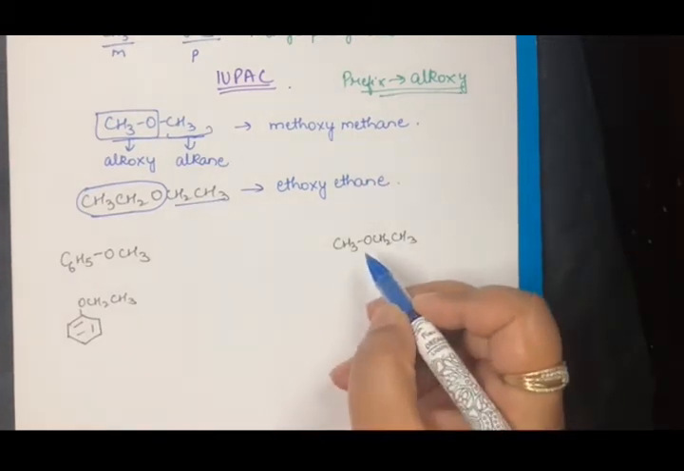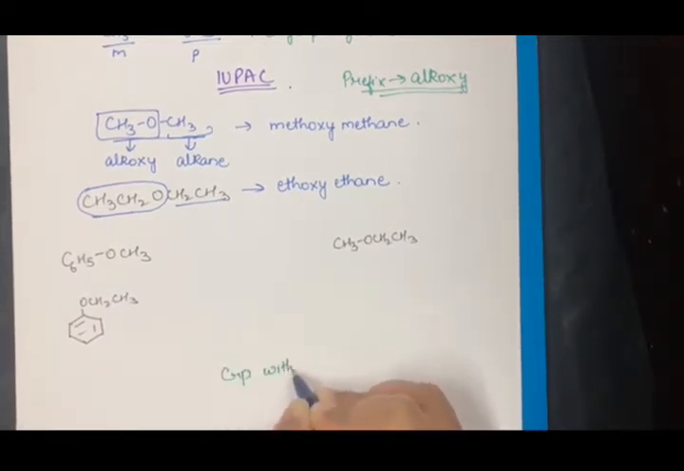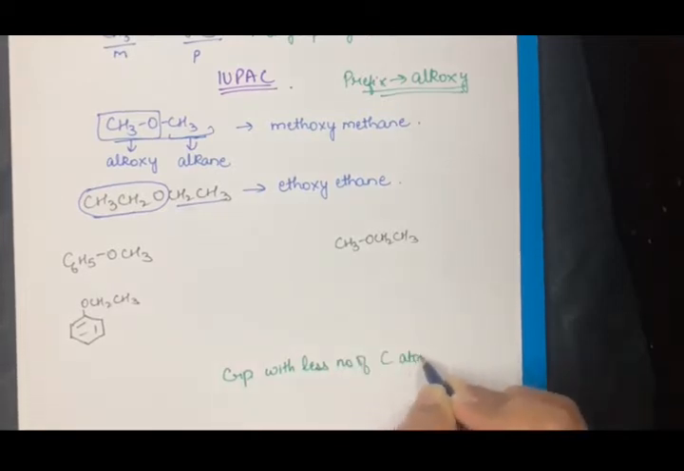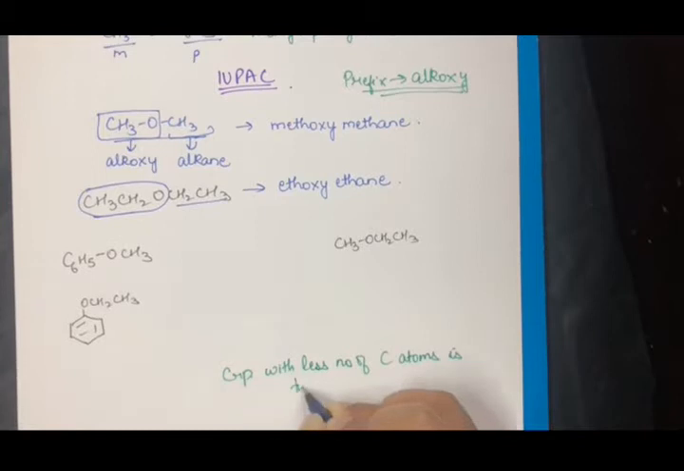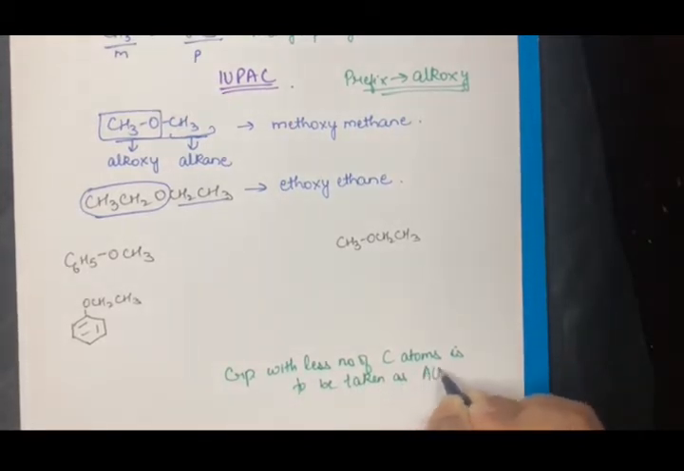The rule says, I will highlight it, that the group with the lesser number of carbon atoms is to be taken as alkoxy.